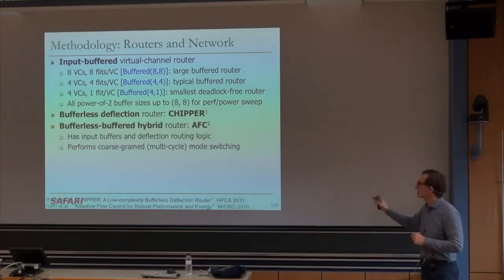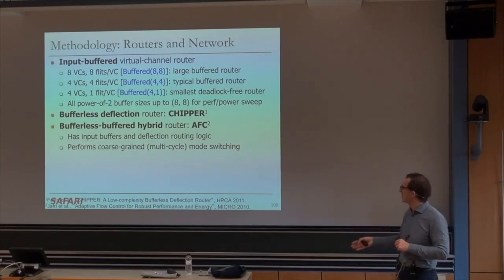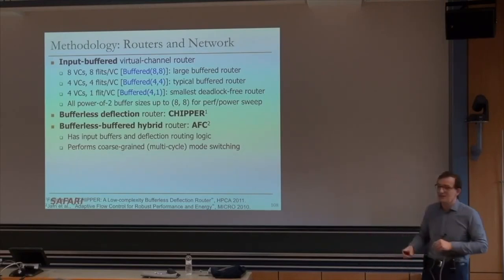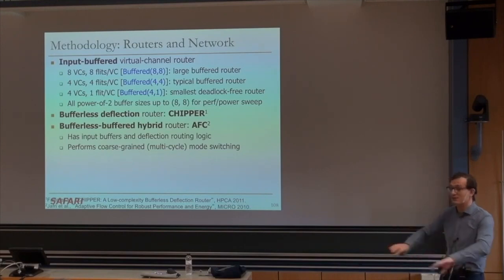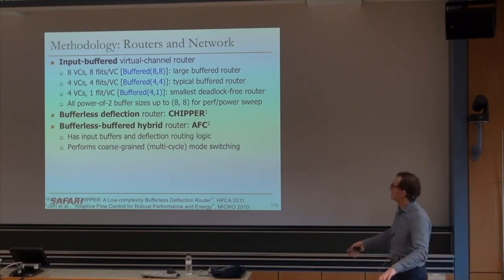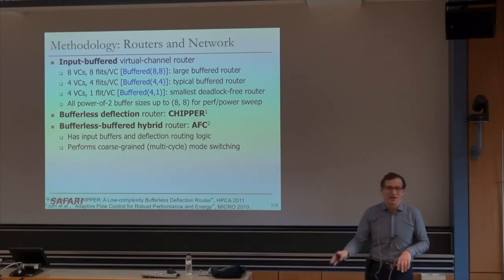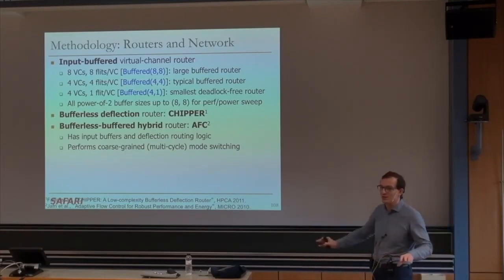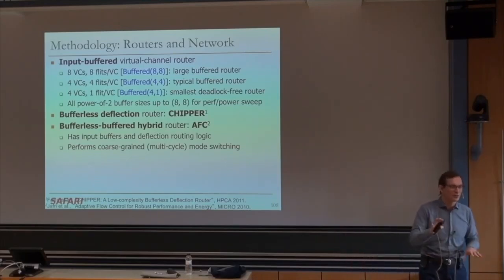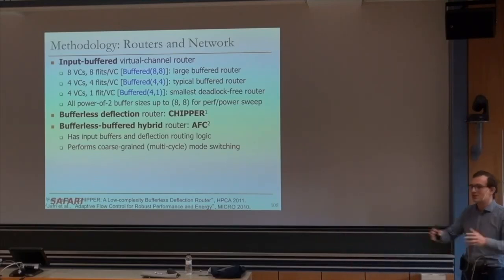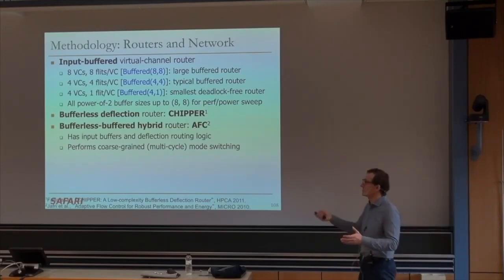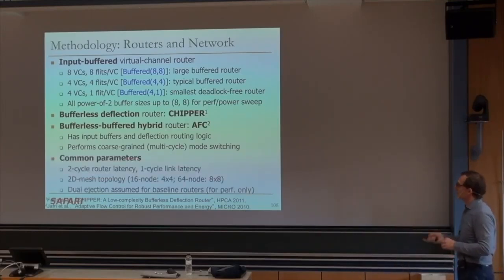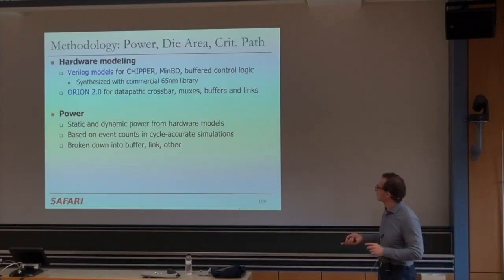And we also compared some other prior work that proposed adaptive flow control. It was published in 2010. The idea is you have input buffers as well as deflection routing logic, and they basically do coarse-grained mode switching. When the network is not loaded, they move into deflection routing. When the network is loaded, they use buffers. So it's good for the best of both worlds, but you need to have extra logic to handle everything, meaning that you still have input buffers. So it's not that simple. And these are some common parameters you can read in the paper.